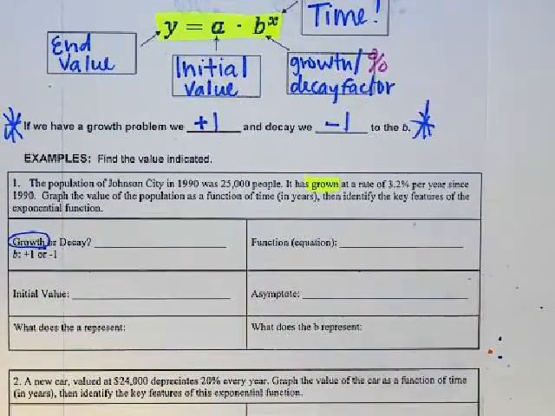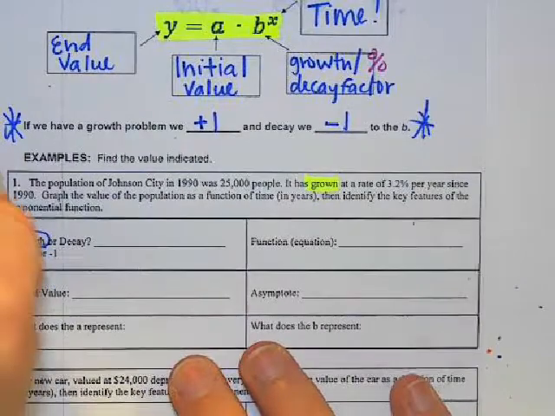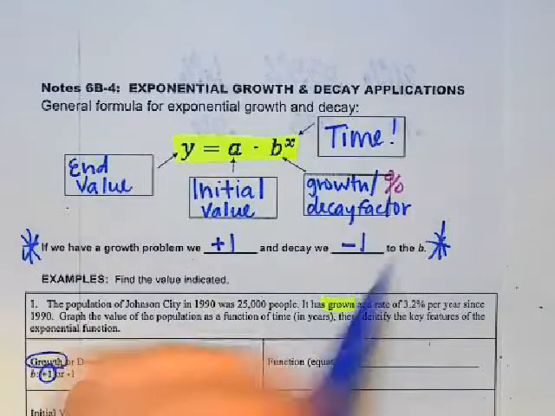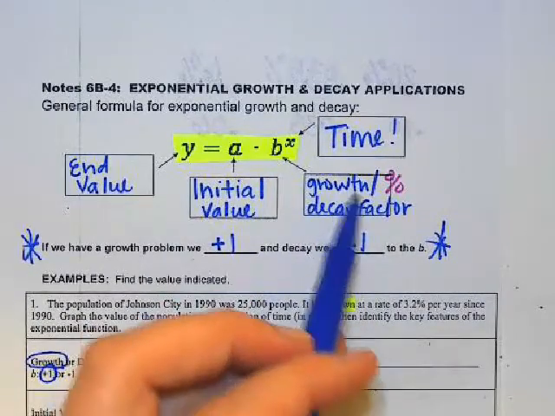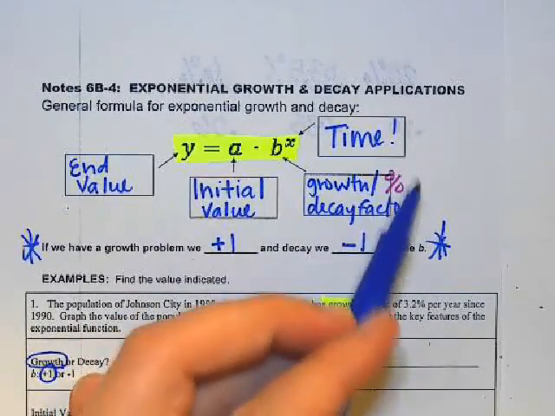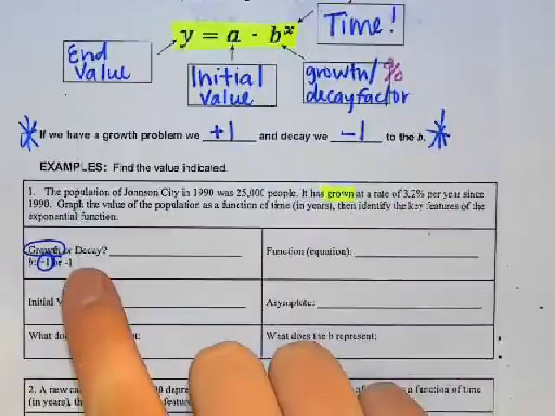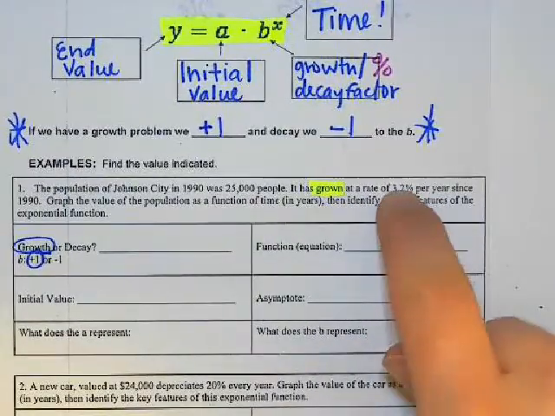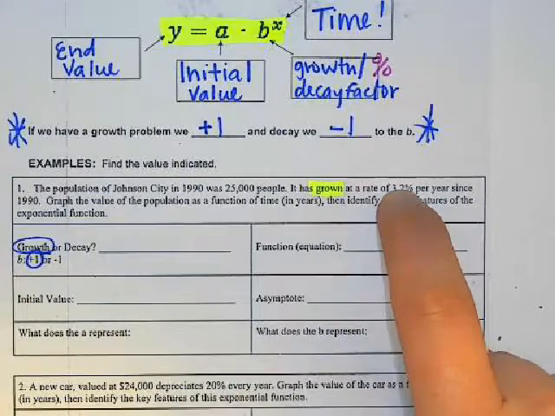Now, because it's growth, are we going to +1 or -1? +1. Now, the growth and decay, look right here. What number is the growth and decay factor? Whatever that percent is. Okay, so look at this number. What's my percent? Can I put 3.2 as a percent in my equation? So what do I need to do?